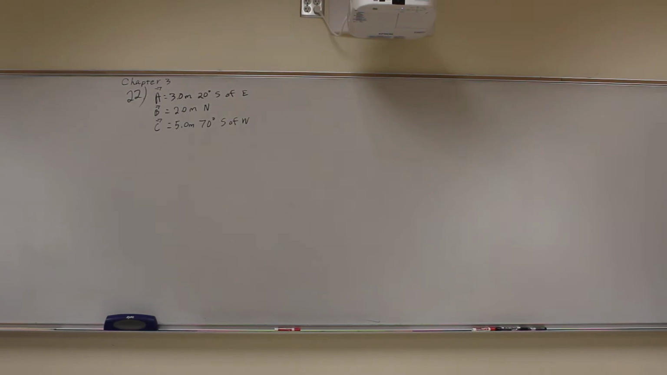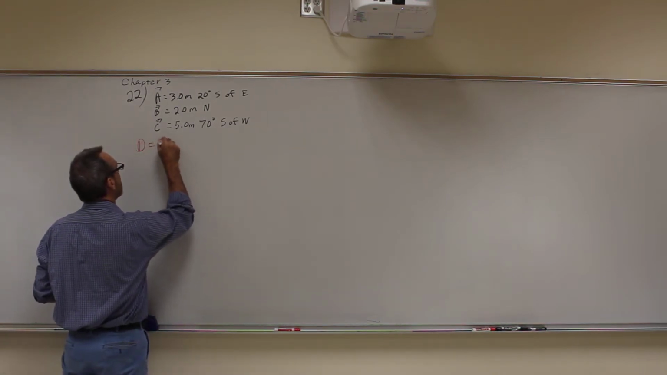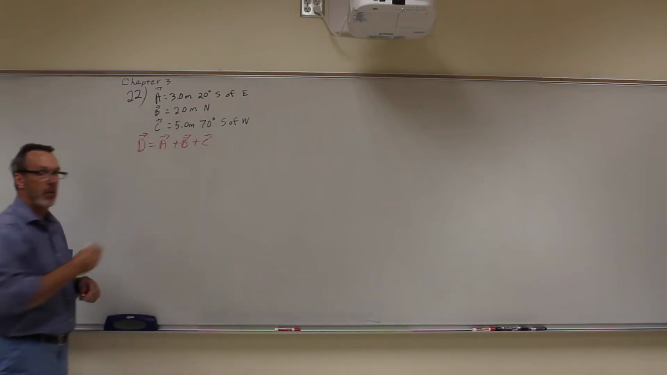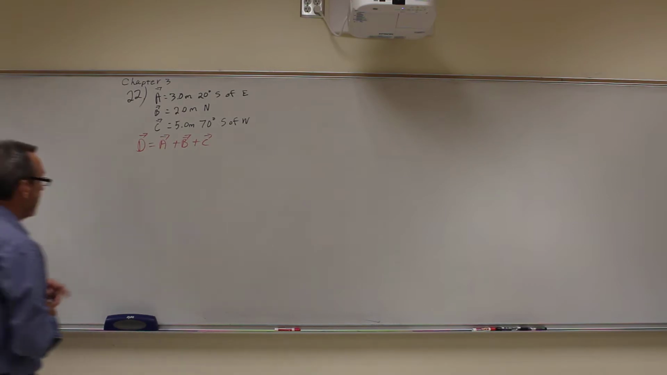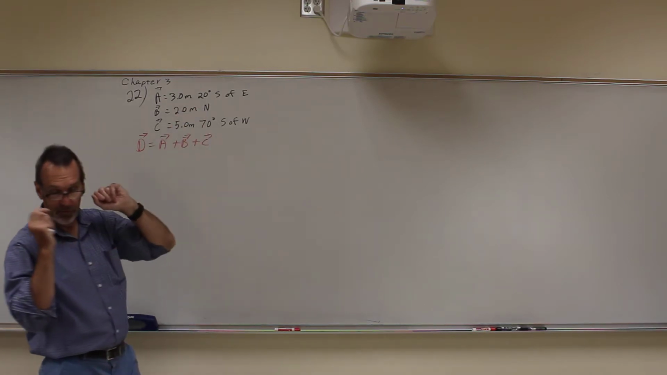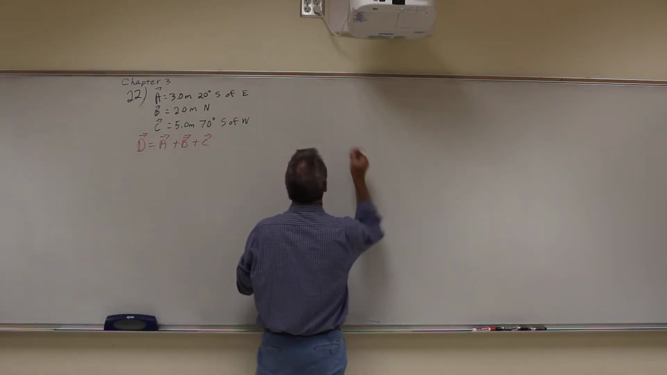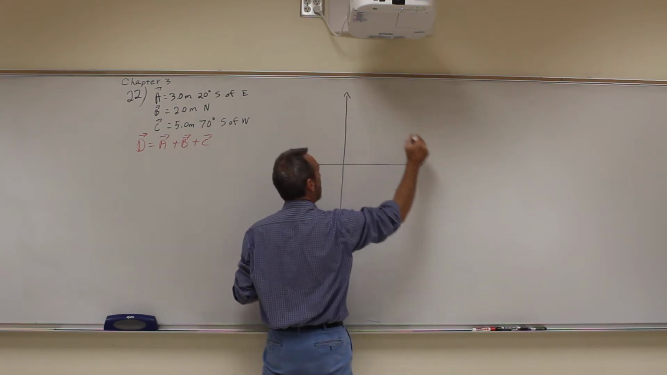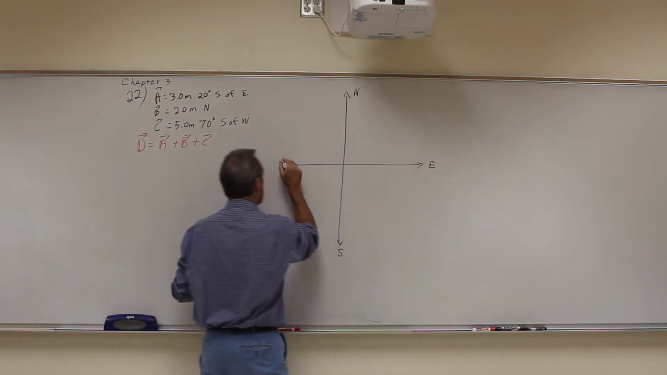Then they want to find out the components, and then we want to find a vector D, which is equal to A plus B plus C. And we want to find that as a magnitude and a direction, because that's what they gave these as, a magnitude and direction. So the first thing we're going to do is draw our graph here. In this case, we don't have x's and y's. We have cardinal directions: north, east, south, west.